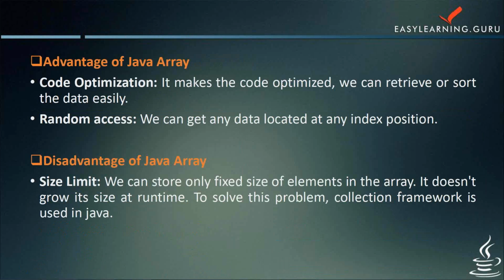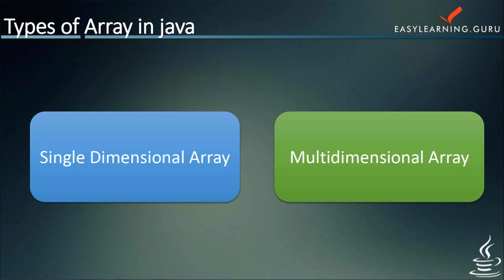Then again, to delete an element in an array, we need to traverse throughout the array, and these are the other disadvantages. But the size limit remains the major one of them. So this is about Java arrays. Now I'll be moving on. We have two different types of array: the single dimension array and the multi-dimension array.